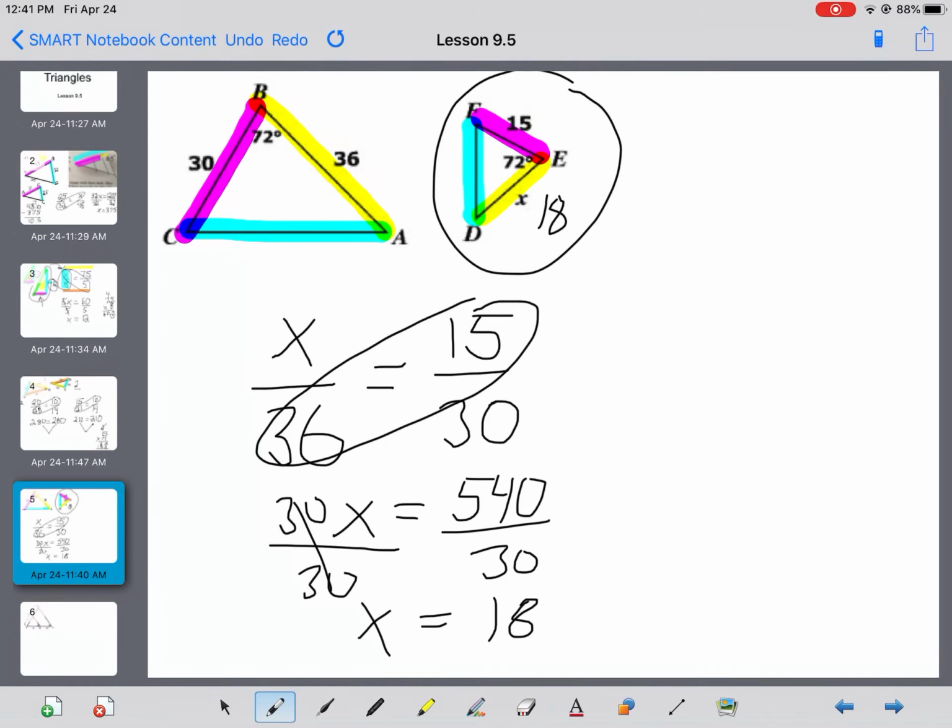Now another way to think about it, just to double check your work, something that I noticed about right over here is 15/30 could actually be simplified to 1/2. So if I look over here and I put 18 over 36, I should also be able to recognize that that can simplify to 1/2. So I know that I got the right answer.